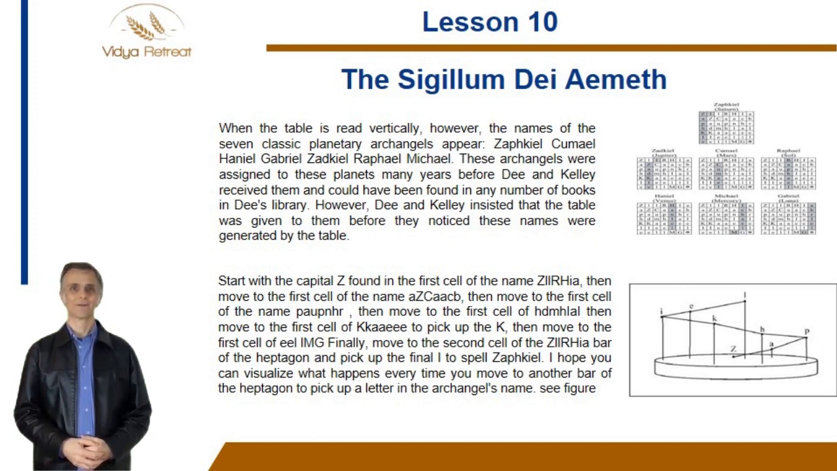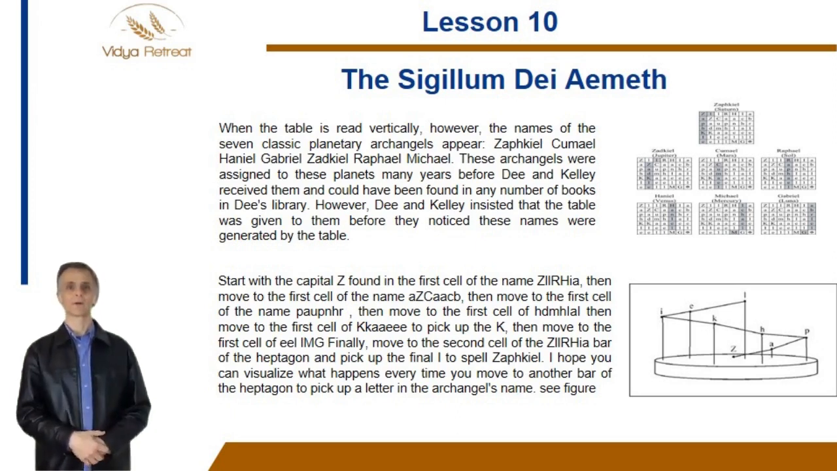These archangels were assigned to these planets many years before Dee and Kelley received them and could have been found in any number of books in Dee's library. However, Dee and Kelley insisted that the table was given to them before they noticed these names were generated by the table.